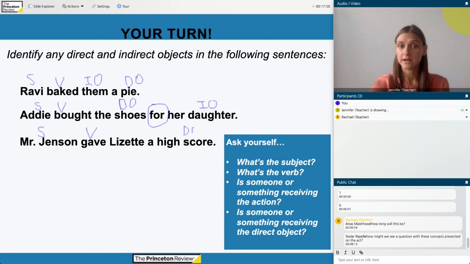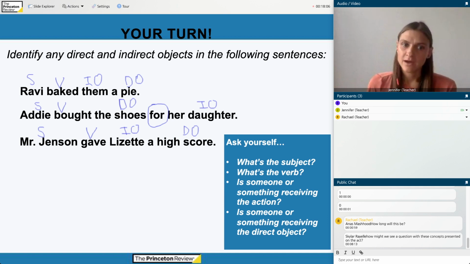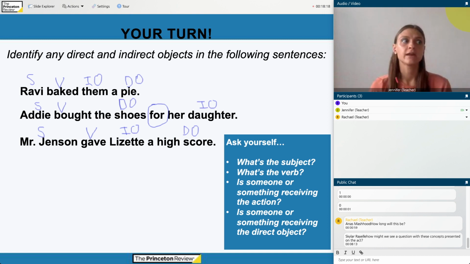And did somebody get that high score? Yes, Lizette. So you might be noticing some patterns. Some verbs tend to take the direct object and indirect object. So gave. I gave money. If I said I gave money, you would say to whom or for what. So you need something there. You don't always need it. I could say I gave blood, for example, and it would be implied that I was donating blood. So just notice these things and be aware of what might show up on your standardized tests.